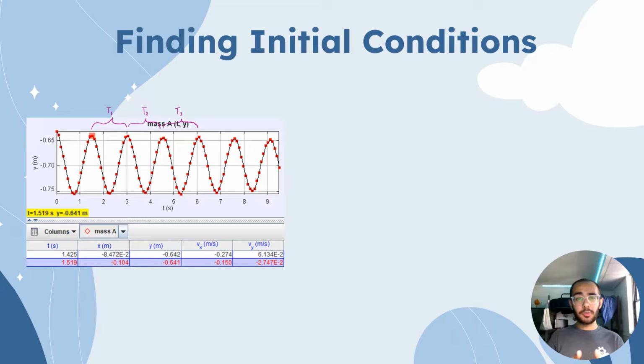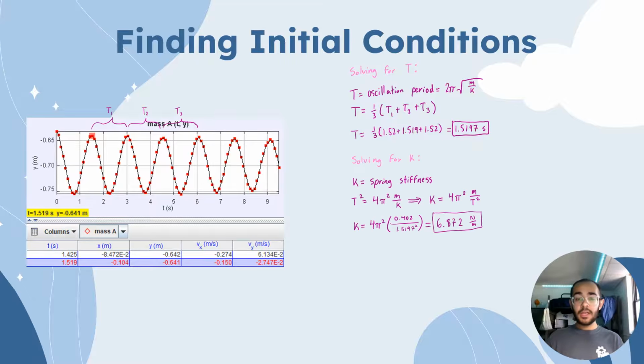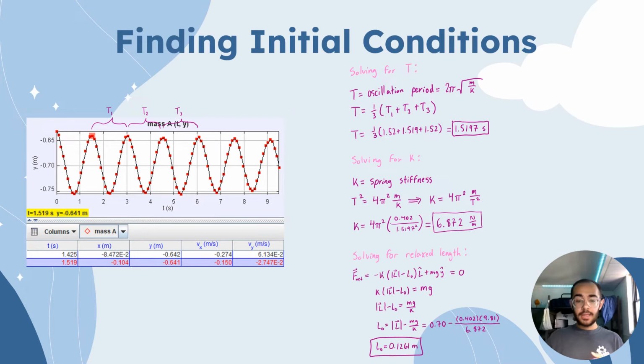So before I can get started with the computational model, I have to find a couple initial conditions first. First up, solving for the period. The period is the time it takes to complete one whole cycle. So say the spring starts here, one cycle, that's the period, the time it takes to do that. How I did this was I looked at the graph for the motion in the y direction, found three different periods, and then took the average, and it became 1.5197 seconds. Now, since period is related to k as seen in the equation, I solved for the spring stiffness, and it turned out to be that. And then I was able to find the relaxed length of the spring. And that's all the initial conditions we need to know.